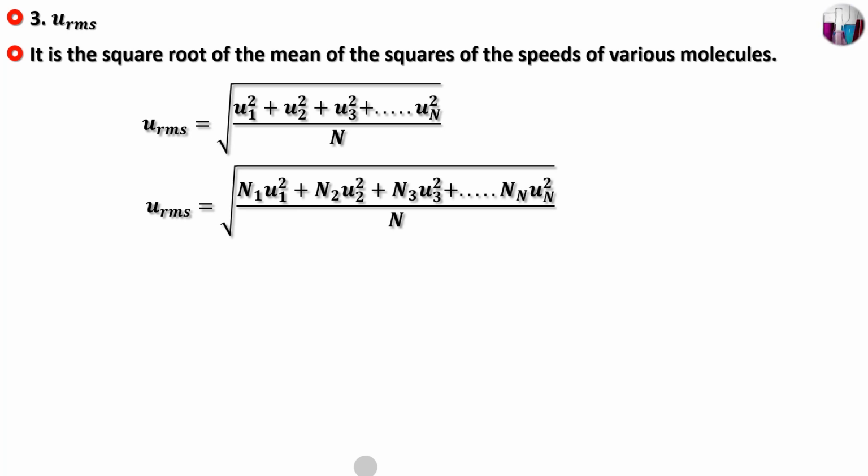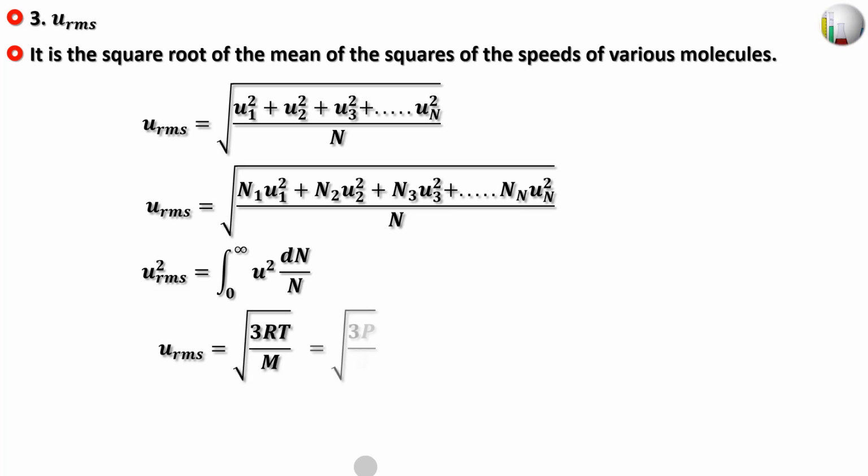So from this definition, if I square both sides, I get U square RMS is the integral of U square dN by N. Substituting this from the equation and integrating it, I get the square root of 3RT by M, or the square root of 3P by d. So let's look at the ratio of these speeds.